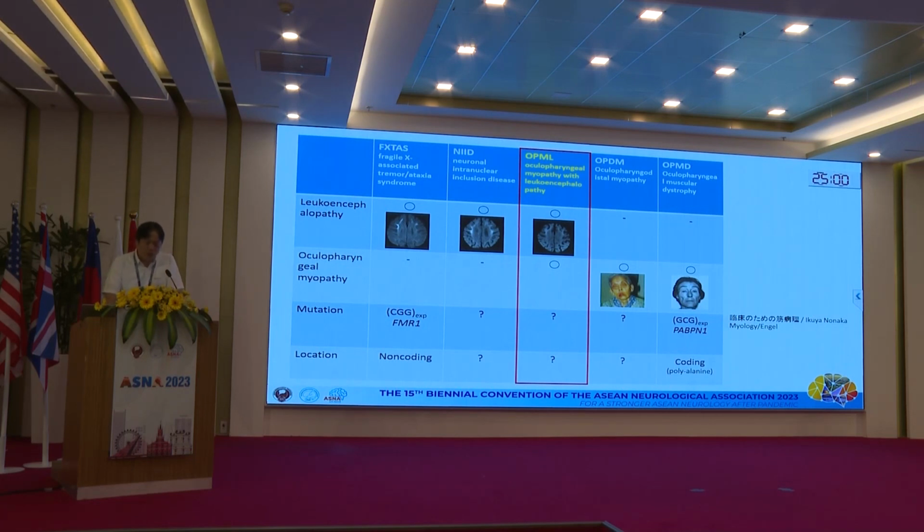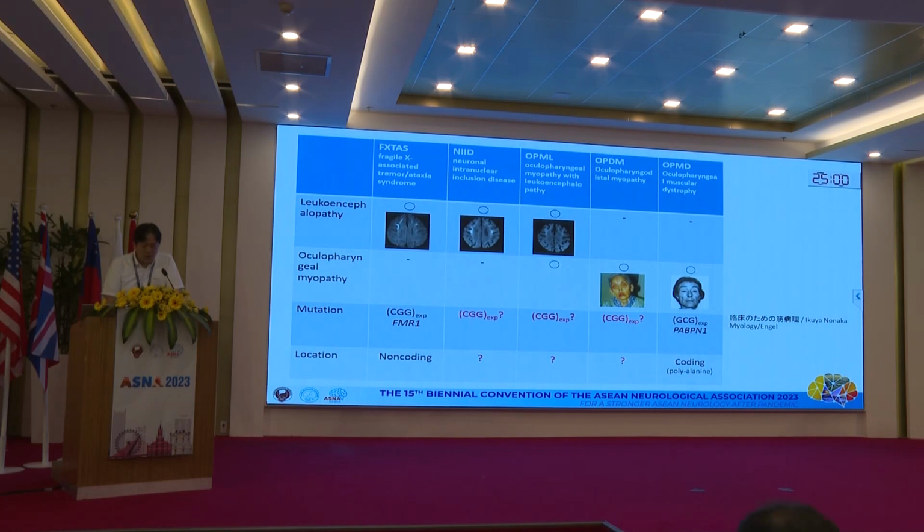This family showed oculopharyngeal myopathy, but also showed MRI abnormalities similar to FXTAS and NIID. Originally, leukoencephalopathy and oculopharyngeal myopathy were thought to be completely separate diseases. But we wondered if these diseases might be a spectrum, with the very extreme cases being leukoencephalopathy or oculopharyngeal myopathy.